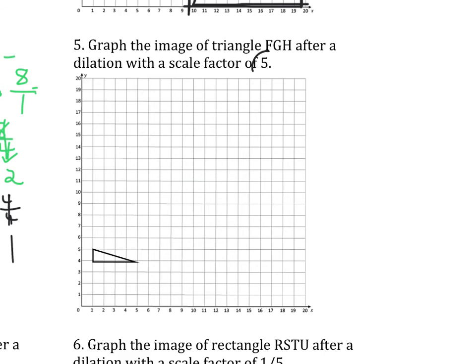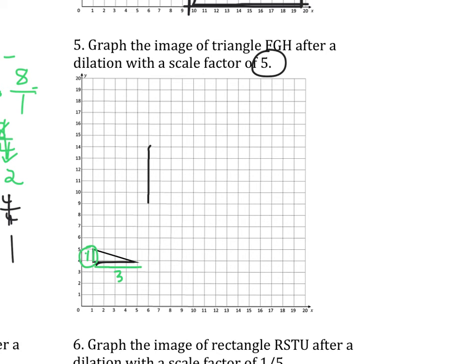This one has a scale factor of 5. And if I look here, this is a 1 on this side and 1, 2, 3 on this side. And then to make a triangle, all I have to do is connect the dots from there. So I have to increase this side by 5. 1 times 5 is 5. So I'm just going to put this right here. 1, 2, 3, 4, 5.